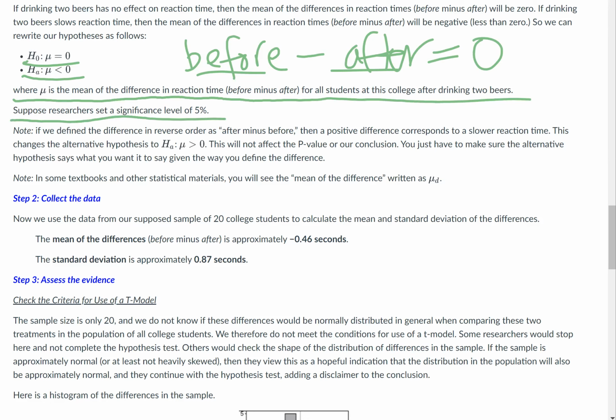Suppose that researchers set a significance level of 5%. So we've said before in previous pages in this module that the alpha or the significance level should be given to you. So you kind of know where the cutoff is. When do I believe the null hypothesis? At what point do I stop believing it? Kind of. Note, if we define the difference in reverse order as after minus before, then a positive difference corresponds to a slower reaction time. This changes the alternative hypothesis to be the opposite.